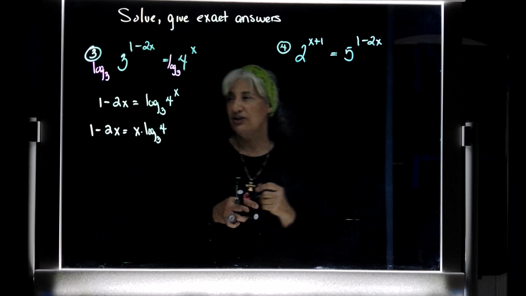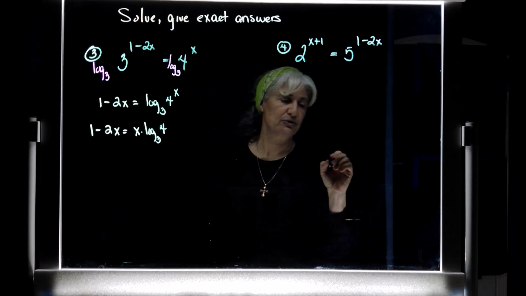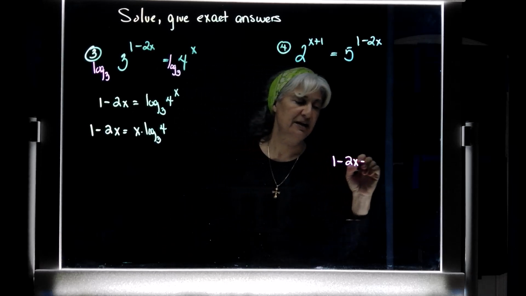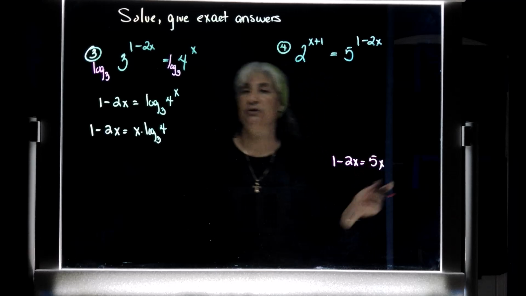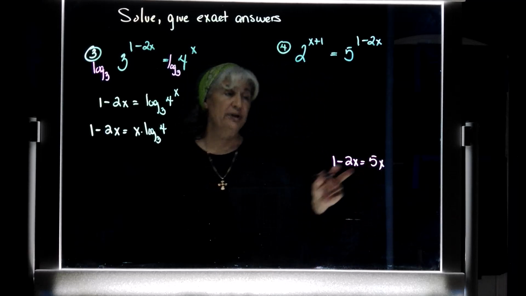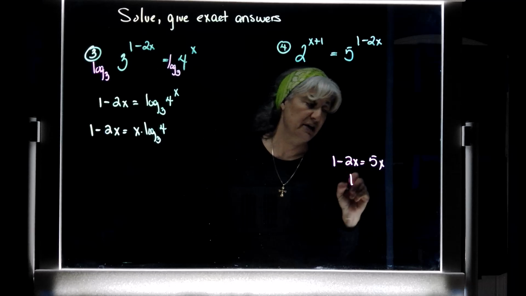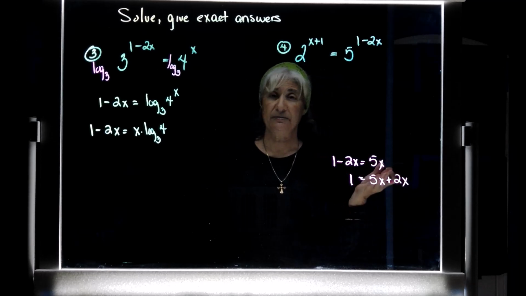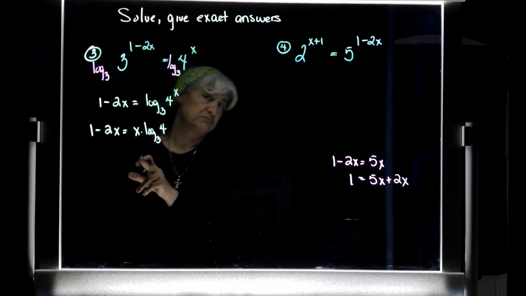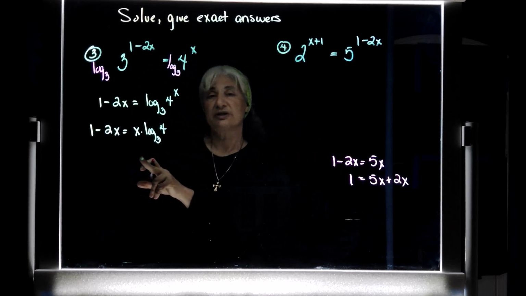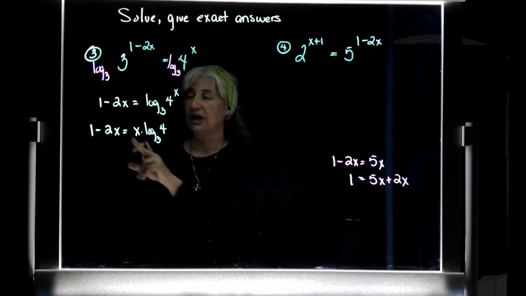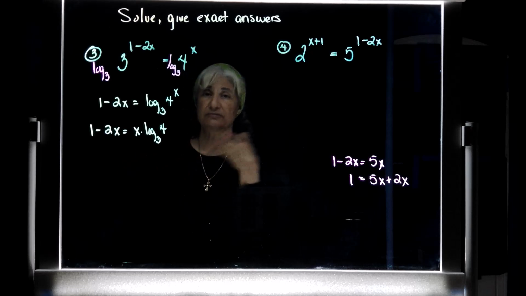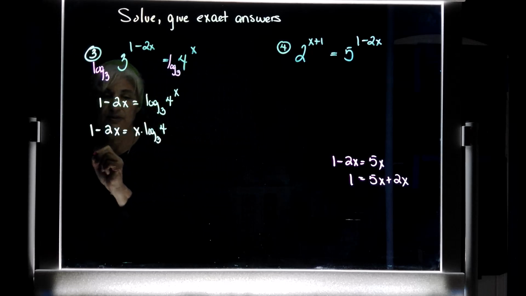So let me sidetrack you. What happens if the equation looked like 1 minus 2x equals 5x? What would you do then? You would add the 2x to both sides. Okay, so you would have the 5x plus 2x. Agreed? So don't treat this one any differently. I need the x's on the same side. So add the 2x to both sides.